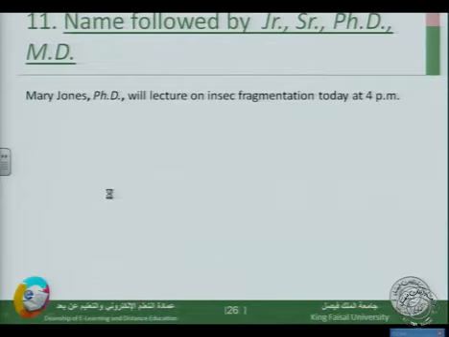We put a comma after names followed by Jr., Sr., PhD, MD. For example, Mr. Jones, Ph.D., we put between two commas. We'll lecture on insect formations today at 4 p.m.